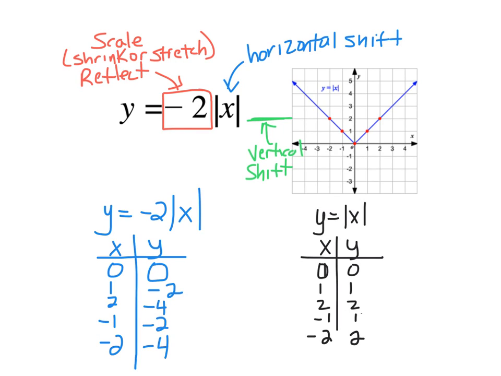So I now have my new ordered pairs to graph my transformation. So I'm going to go ahead and put the (0, 0), the (1, -2), and (2, -4), and (-1, -2), (-2, -4). And then I can just connect my points, and I've graphed my transformation.